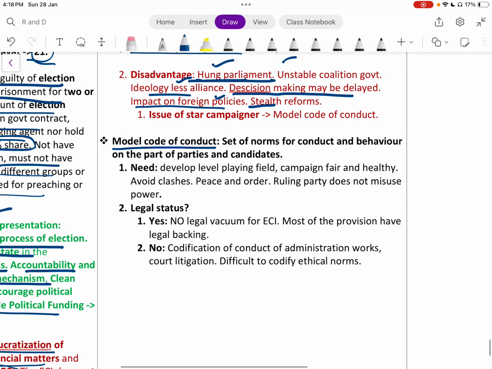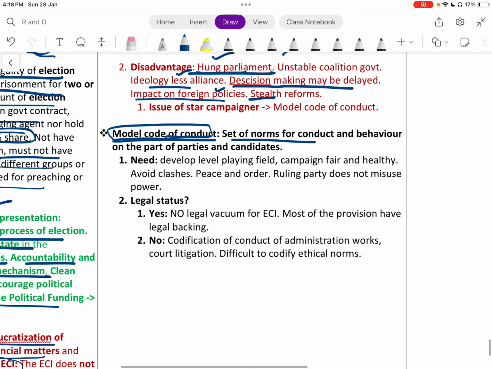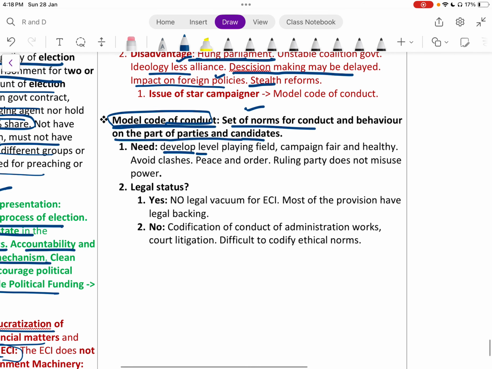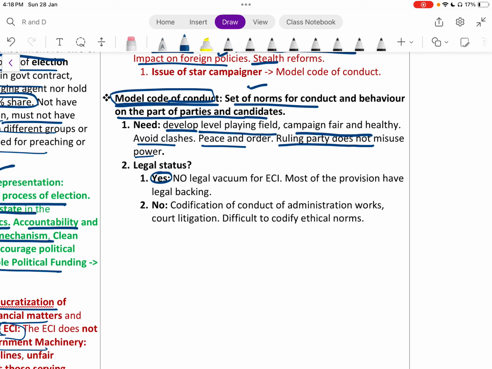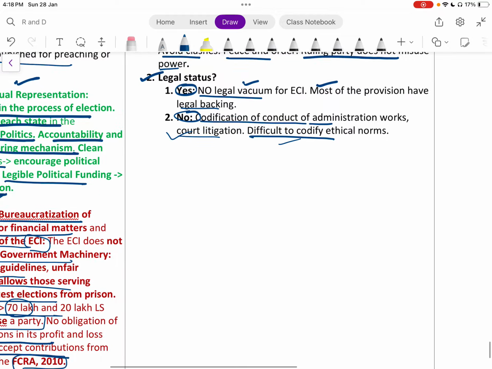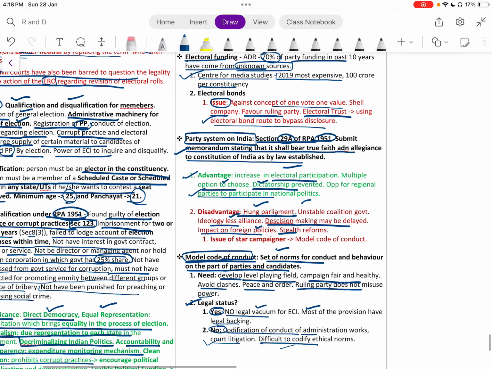Okay. Model code of conduct, it is an important topic to understand. Set of norms for the conduct of behavior on the part of the parties and the candidates. Okay. Need: develop level playing field, campaign fair and healthy, avoid clashes, peace and order. Ruling party does not misuse the power. What about legal status? Yes, it should be given. No legal vacuum for Election Commission of India. Most of the provisions have legal backing. Okay, no, because codification of conduct and of administration works. Court litigation will increase. Difficult to codify ethical norms. Okay, so these are the issues.